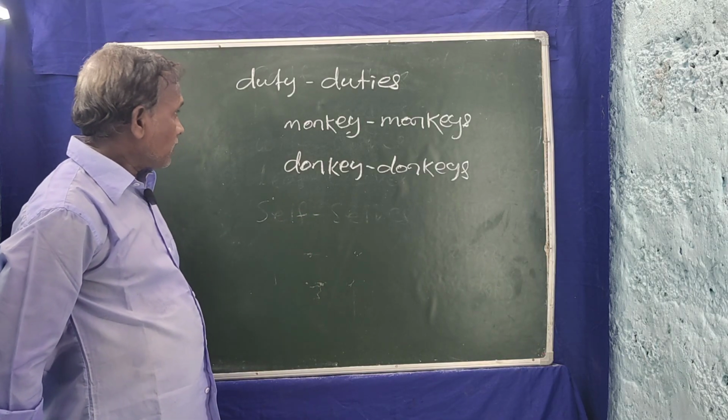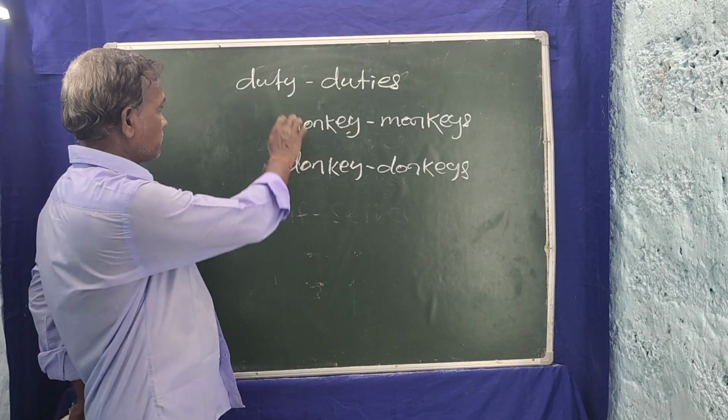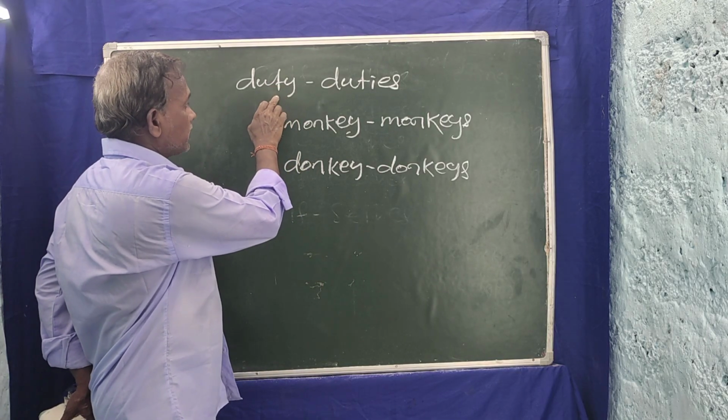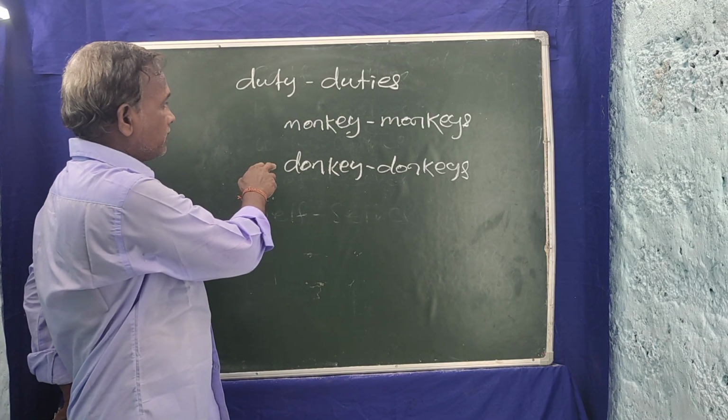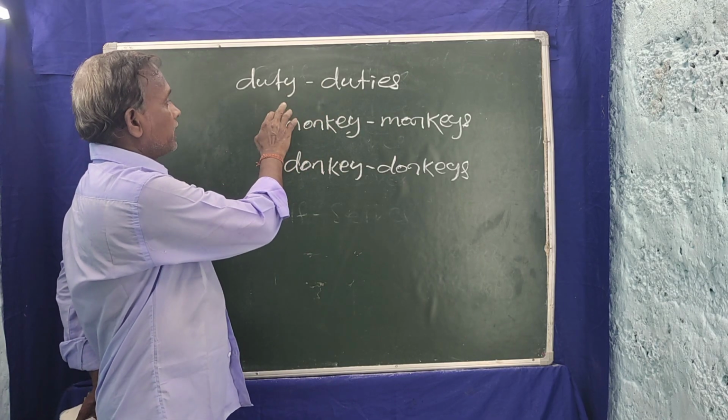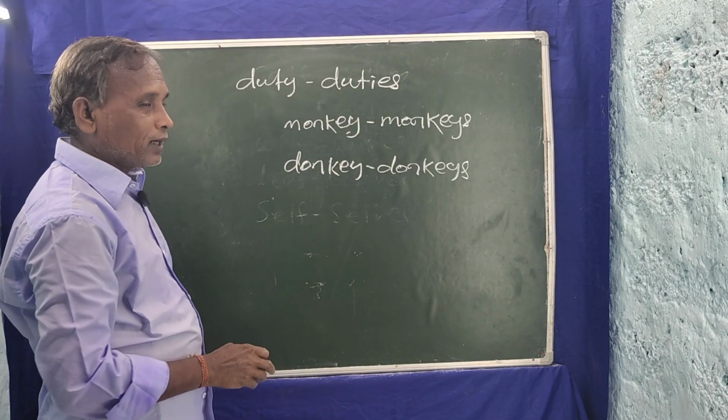Duties. IES replaces Y because Y comes after the consonant letter T. So Y is replaced and I is added in its plural form.